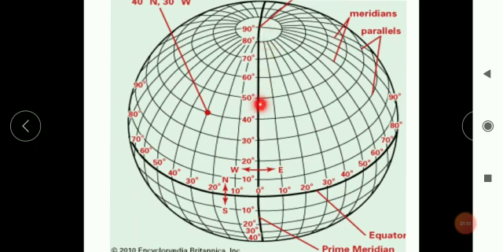Well, because of this prime meridian, you can see here we actually have two hemispheres, that is the western hemisphere and the eastern hemisphere. So we can actually draw 179 meridians in the western hemisphere and 179 meridians in the eastern hemisphere.